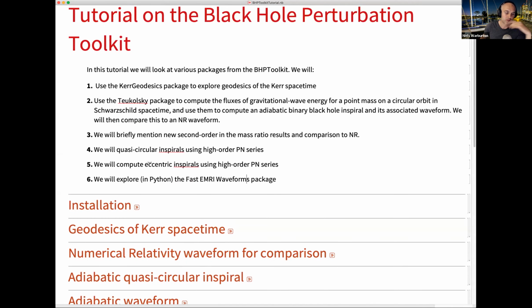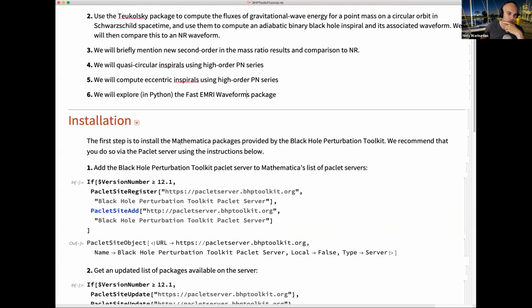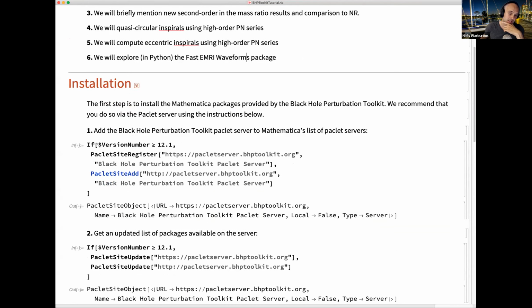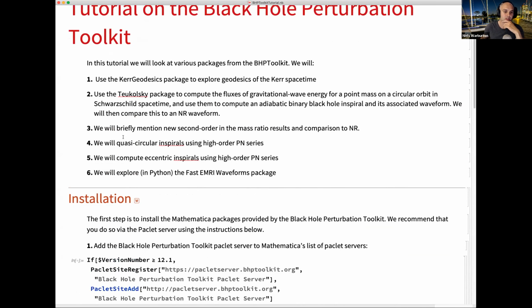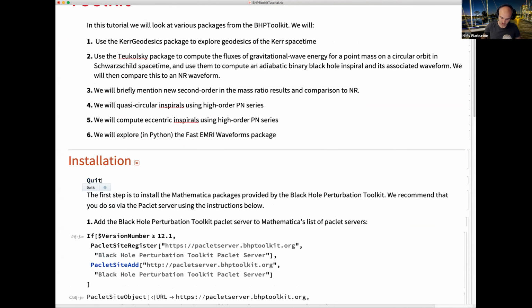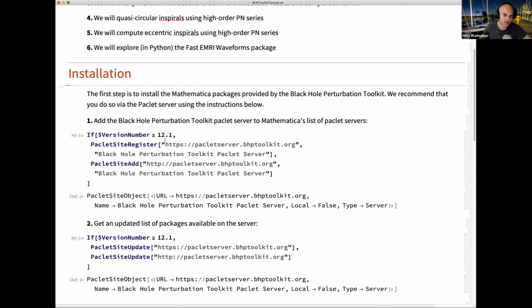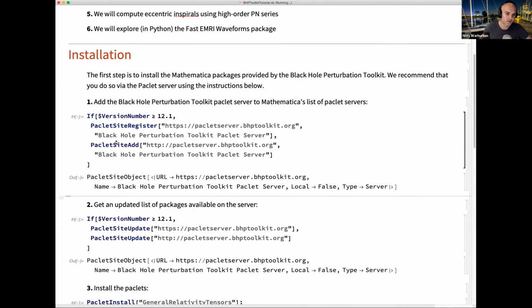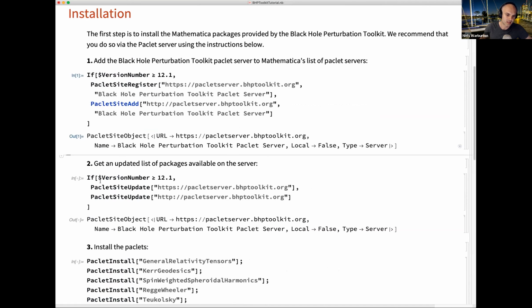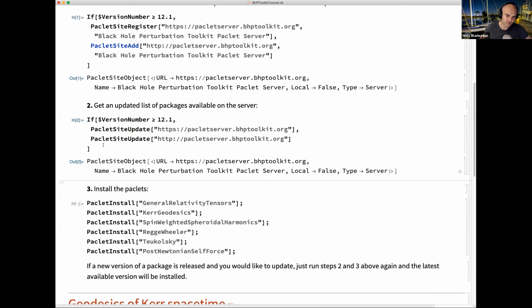Okay, great. So before we do any of that, of course, we need to actually install the software. If you open up the first section, you'll find basically exactly the code that was on the website that installs the software. Let me just also make sure the kernel is cleared. This won't do anything for me because I already have it installed, but if you run this, it should add the Paclet server. This second line will collect the data from the Paclet server. And finally, this last one will install these packages.